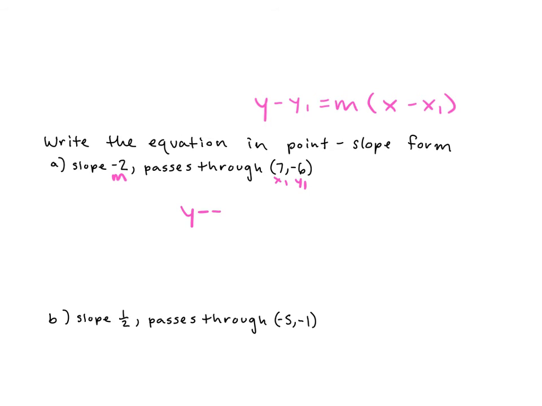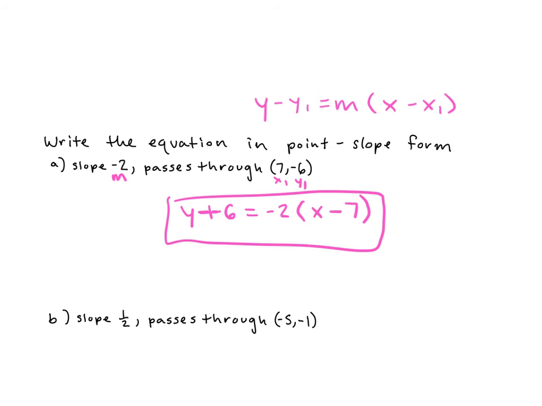Minus negative 6. What is two negative signs? Oh, a positive. So this becomes y plus 6 is equal to negative 2 times x minus 7. And this is our answer. All you're doing here is plugging in. Any questions on this one?